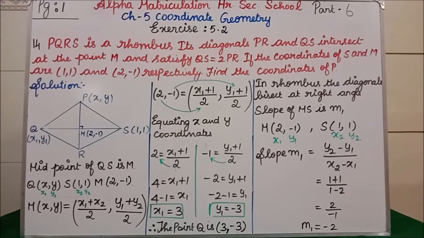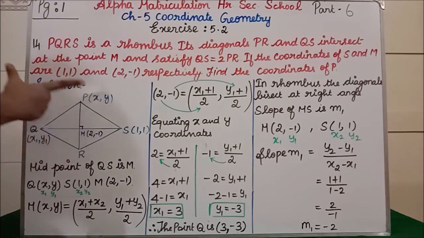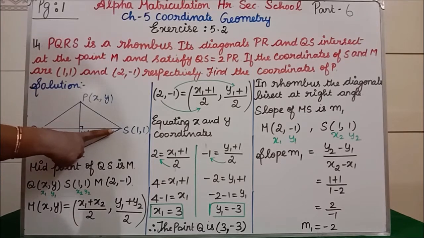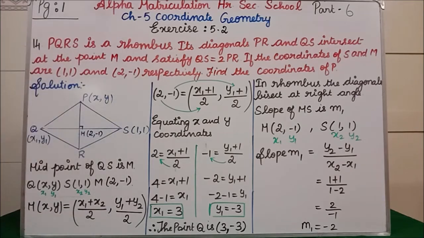So listen carefully along with me, it will be easy for you. First, what we are taking is the midpoint of QS. Why are we taking this first? Because we don't know the value of Q. So to find the value of Q, we are finding the midpoint of QS, which is M, they have given.